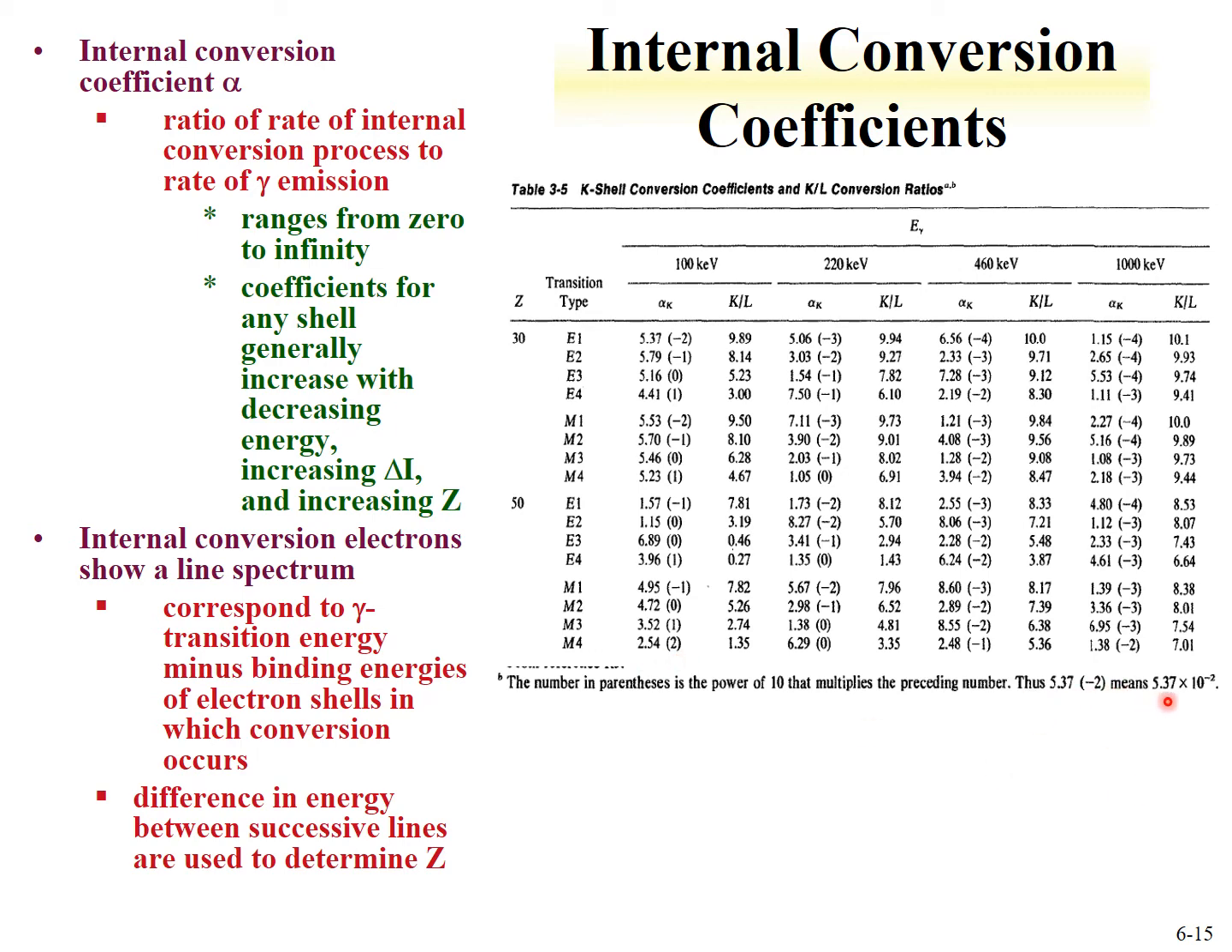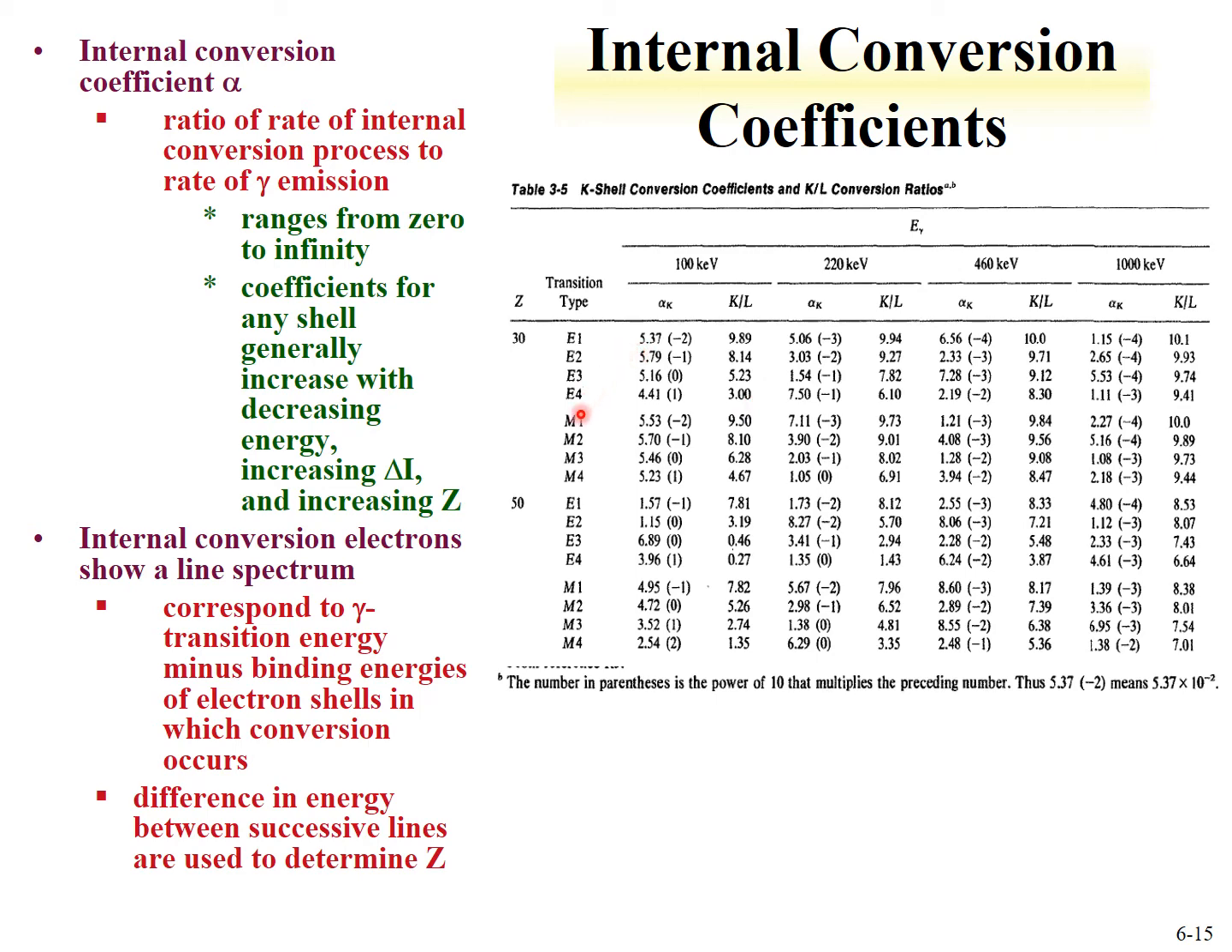The way the numbers are explained is listed here. So we see some trends as we go up. For example, let's inspect Z of 30, transition types E's. As we increase the transition type from E1 to E4, this coefficient increases. Same thing for the M's.